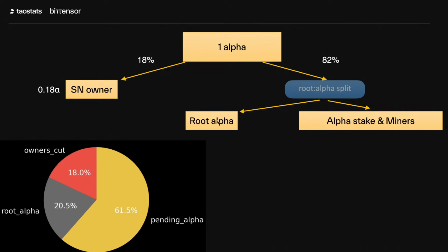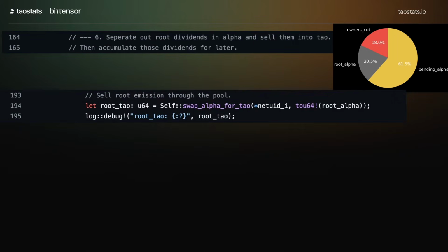We have the amount of alpha going to root, and then we have the amount of alpha going to everybody else. It's called pending alpha. So we're at 0.18, 0.205, because I just decided for this video that root proportion is 50%, and then 0.605 in pending alpha. Now that we have that root alpha, we need to sell that every single block.